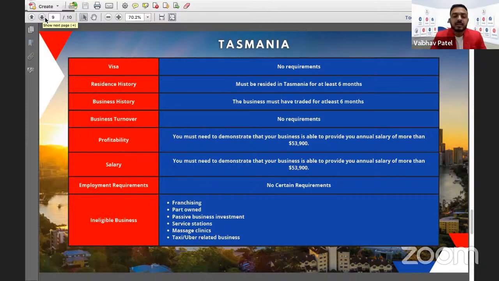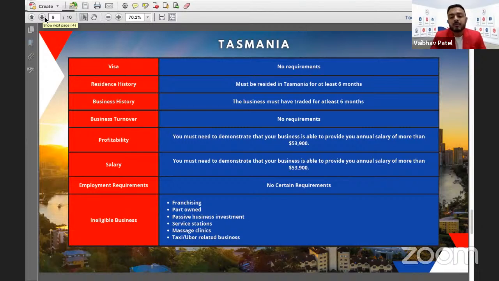Now, ineligible businesses, again: franchisees, partly owned businesses. That means if you own in a partnership, it's not acceptable. Passive businesses and investments are not acceptable either, so you have to be actively involved in the business. Service stations, massage clinics, and taxi or Uber related businesses are not acceptable.